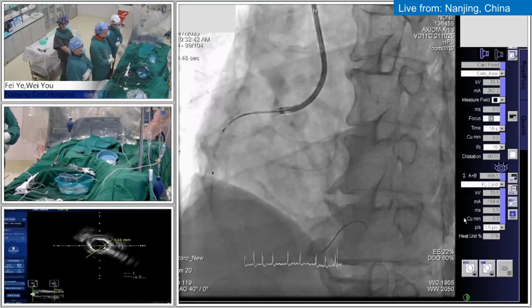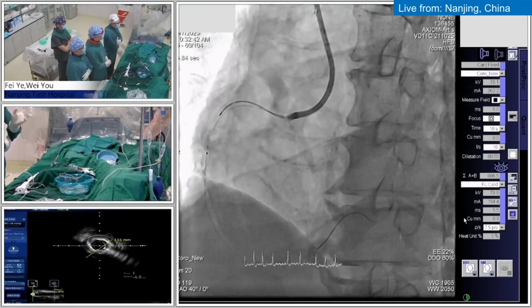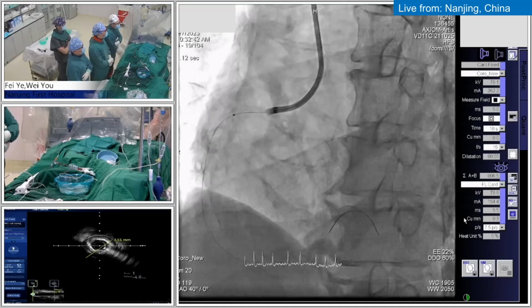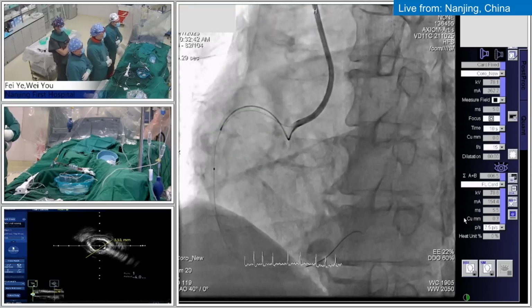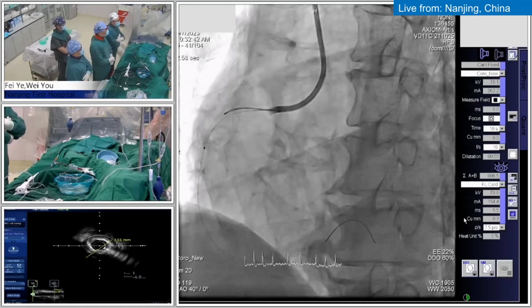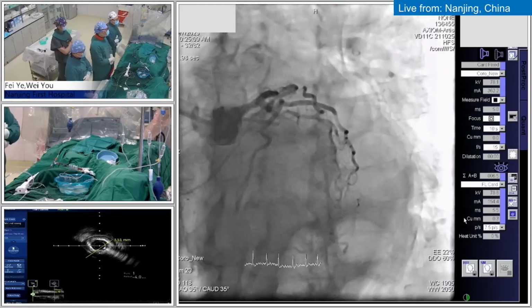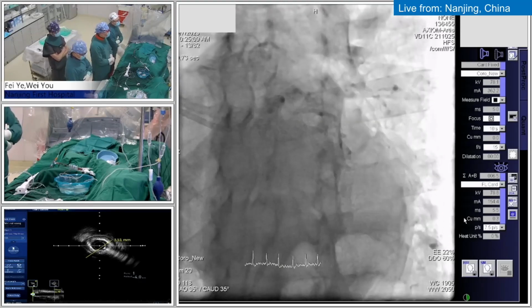Why we choose IVUS? The patient has poor renal function and poor cardiac function, so OCT is not our preference. IVUS, I think, is preferable for this case. You can see the IVUS catheter cannot pass through. So next, we decide to perform the rotational atherectomy for this case. That's what we want to do next.